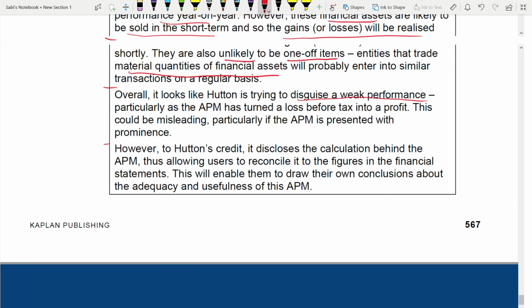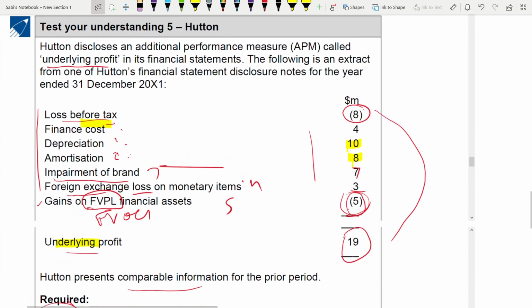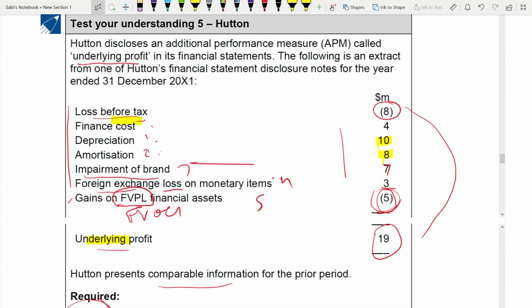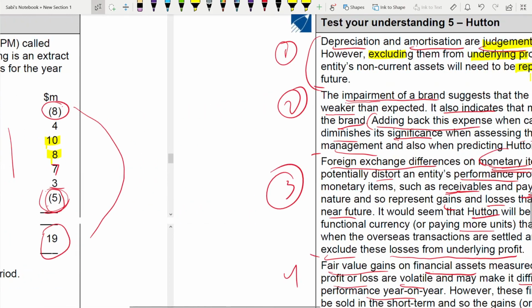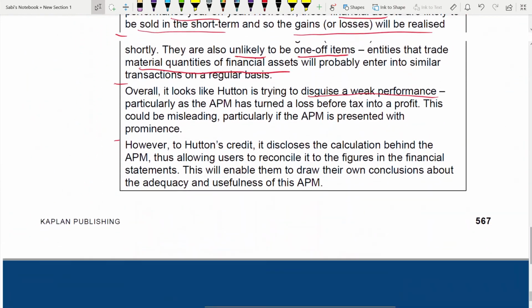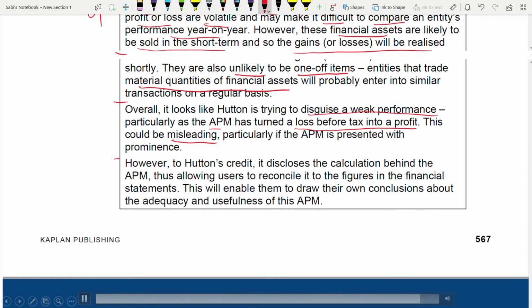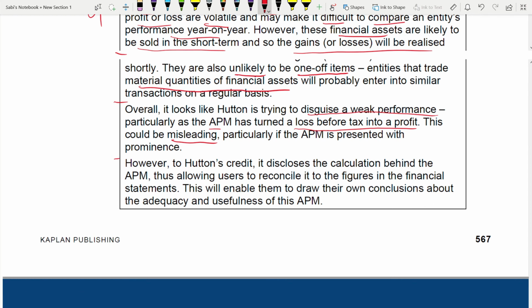So, disguise a weak performance, because you see it was a loss before and suddenly it has changed into a profit. -8 becomes 19. So doing all these adjustments, excluding all these, shows that they are trying to hide a weak performance. Because this turned a loss before tax into a profit, and this could be misleading. You have to write these words: misleading. Because you are doing an analysis, you are analyzing the company, so they are misleading. If the APM is presented with prominence, that means you are paying more attention to the APM, so it is clearly misleading.